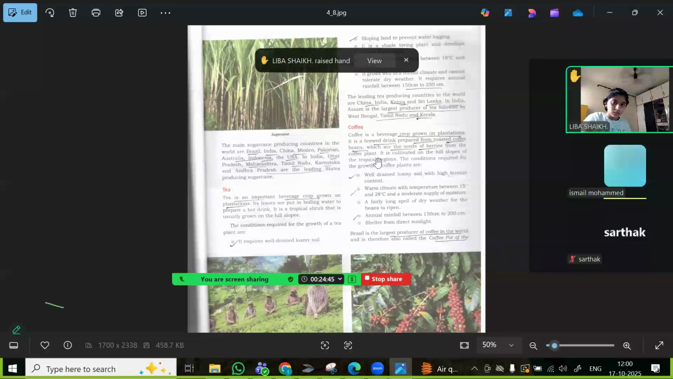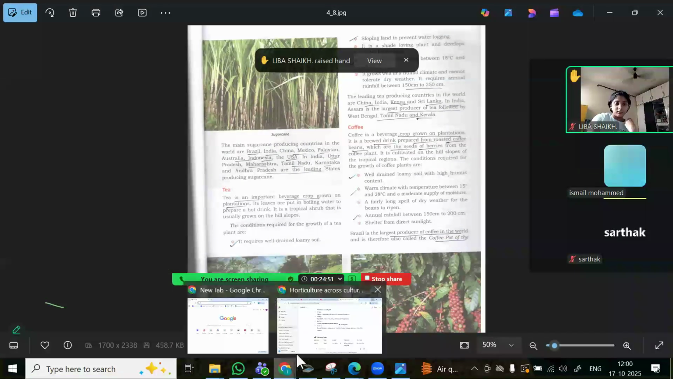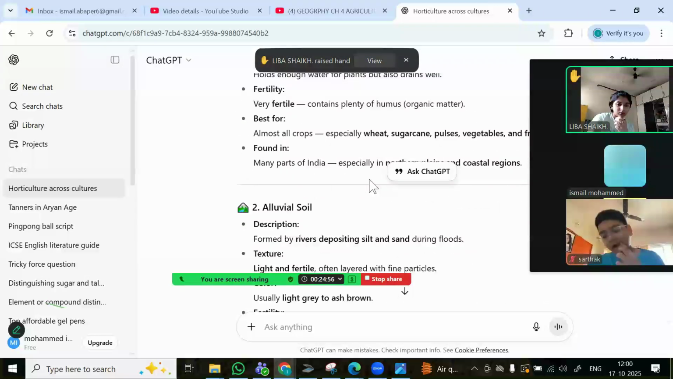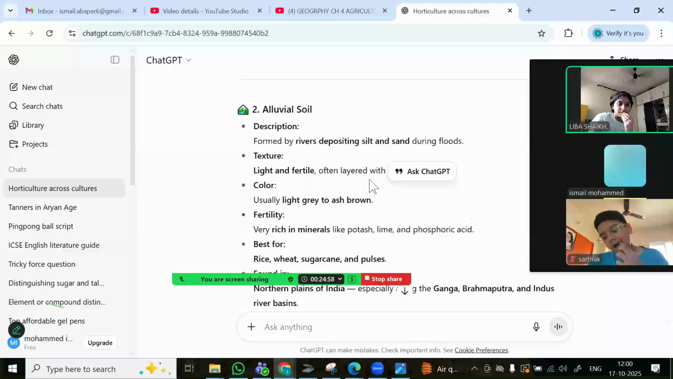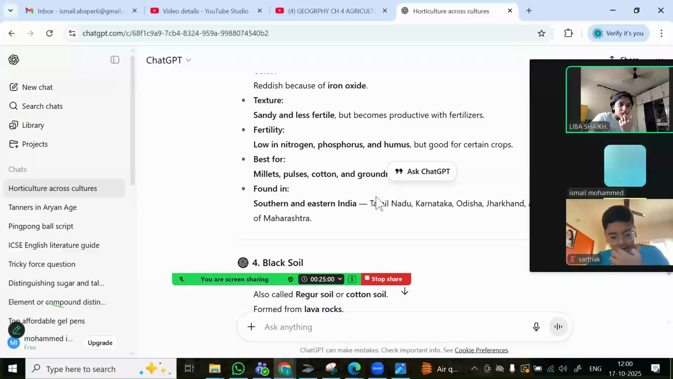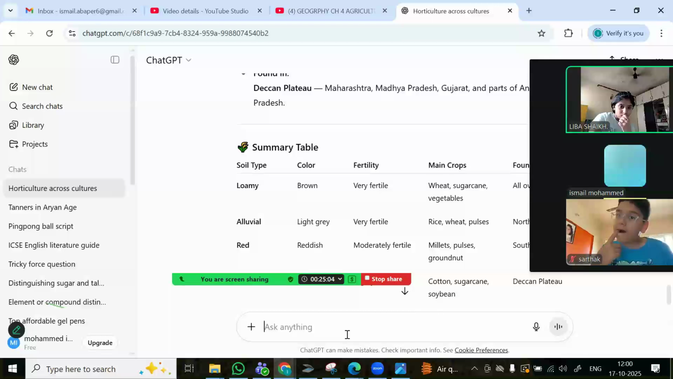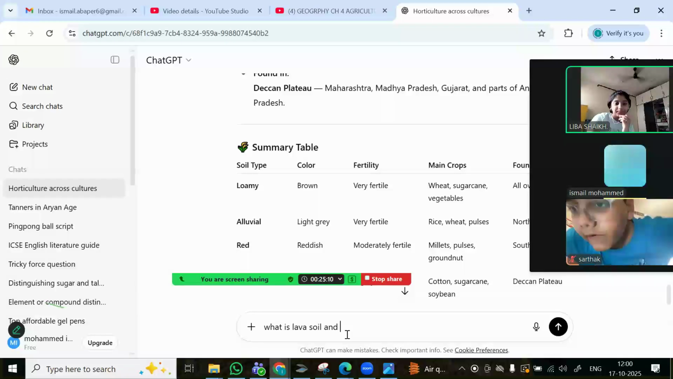Yes, lava. So what is the meaning of lava soil? That's what I showed you just now: when the lava comes, whatever soil remains after the lava melts down and cools down, it comes under the lava soil. So you can go here and you can check more also how it is formed, all these things.